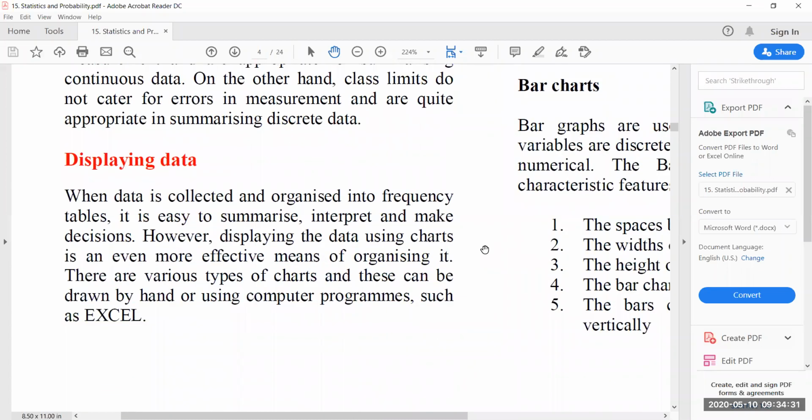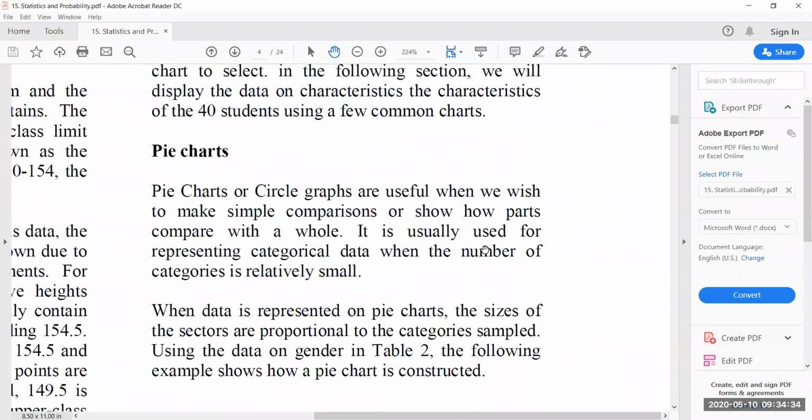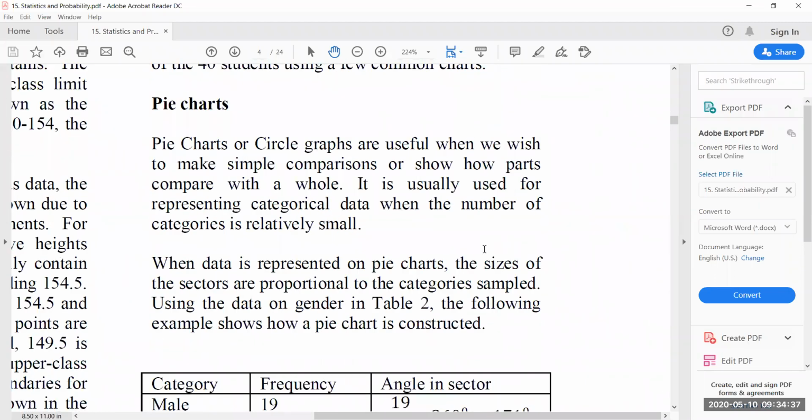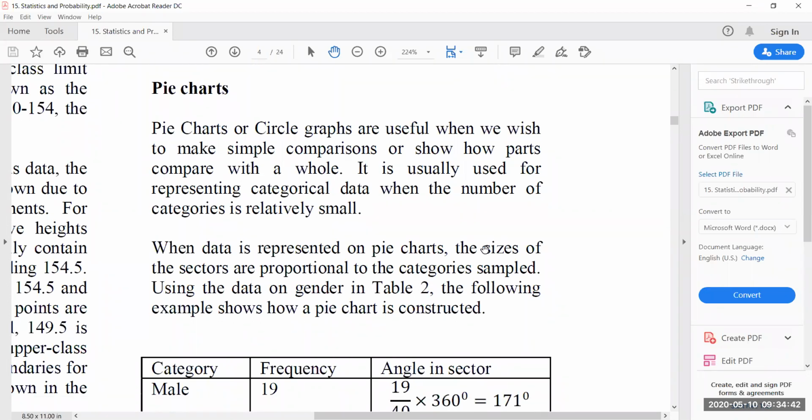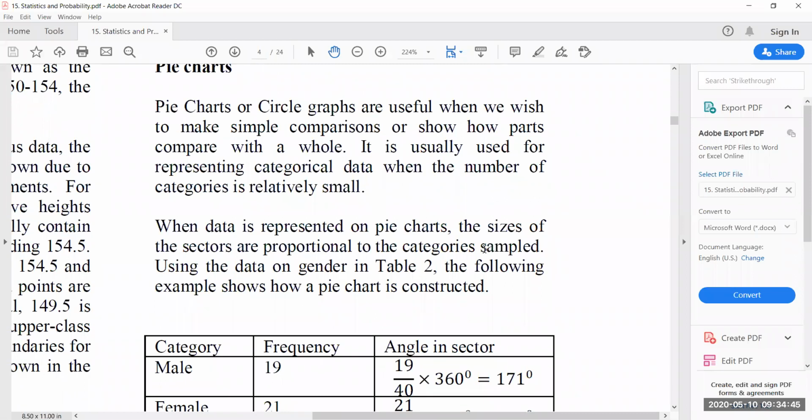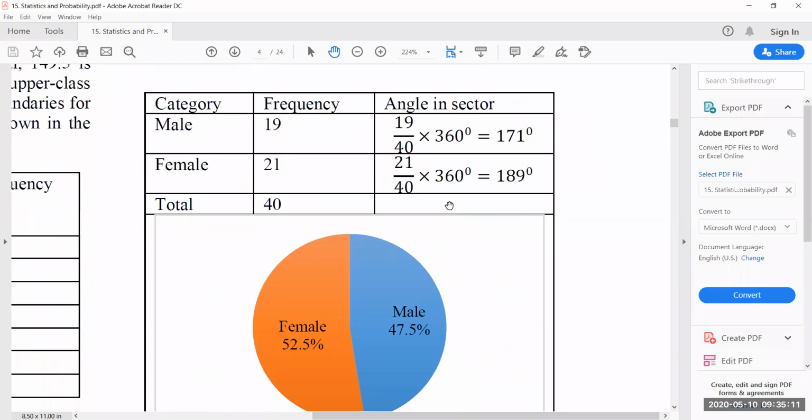So displaying the data now, of course, you all don't have to worry too much about the Excel sheet. Let me just explain to you how you can display the data. You can display the data on a pie chart. We mostly use a pie chart when we want to make basic comparisons, to show how smaller sectors compare to the entire population, right? So it is usually used for representing categorical data when the number of categories is relatively small. Most of you would have used pie charts when you were doing your SBAs in school and whatnot, right? So let's see here.